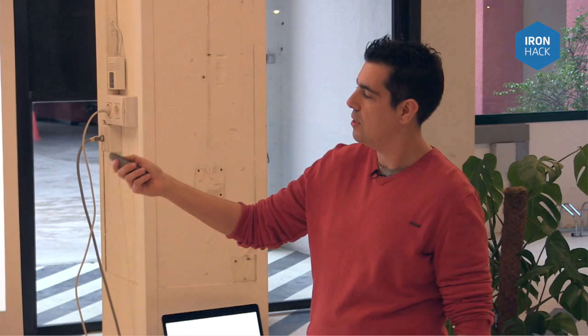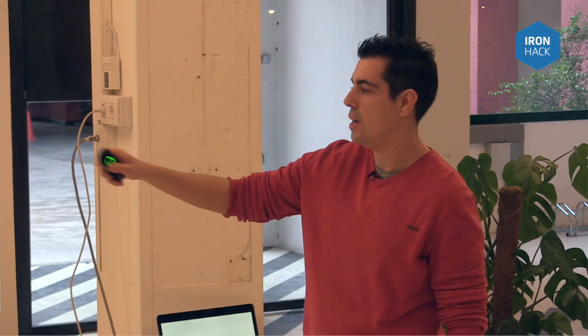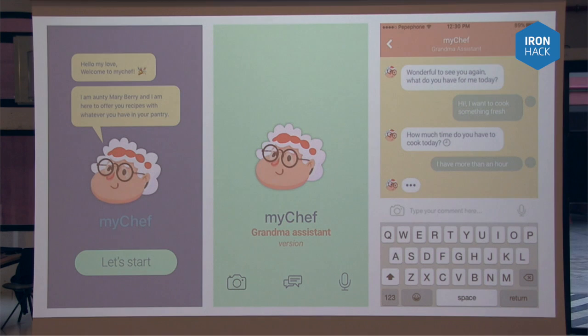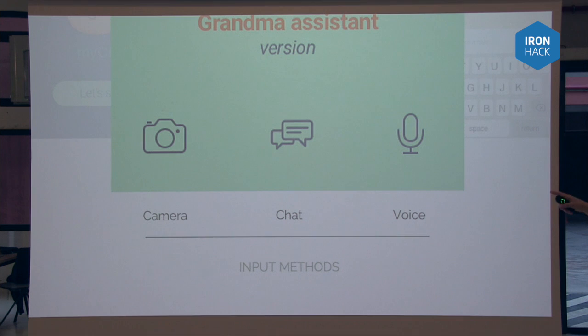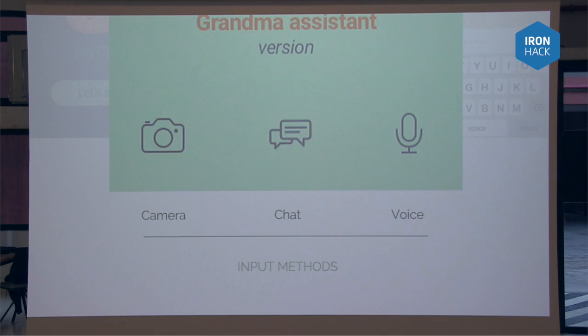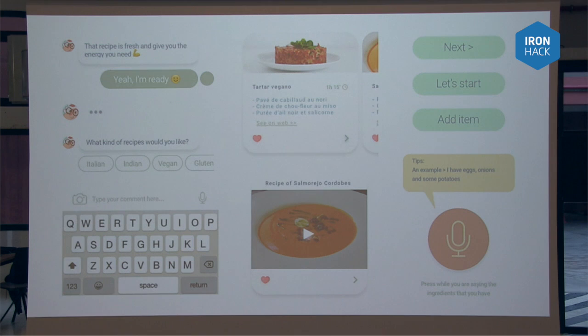So the interface. I talked about the interface, visual design, UI icons, or components. These are my three main screens. I'll take the middle one because it's the first one that you can interact with. At the bottom of the screen, you have the three input methods: camera, chat, and voice, to put the ingredients into the search. Here you have the different components that the chatbot uses to interact with the user.